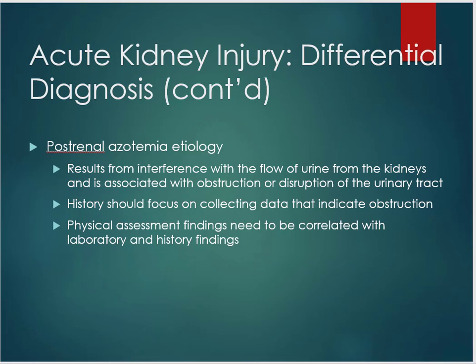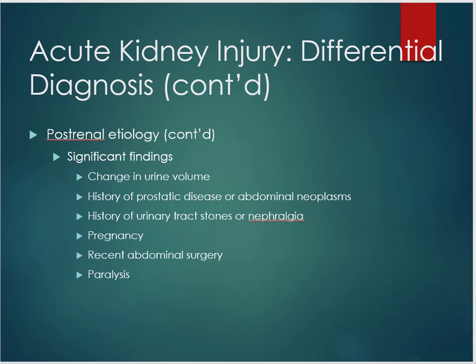In your postrenal etiology, it results from the interference of blood flow through the kidney, and this could be associated with an obstruction or disruption of the urinary tract. So a history is very important to determine if there has been an obstruction, and physical assessment findings need to correlate with the lab and history findings. Further etiology for postrenal: if there's been a change in urine volume, prostatic disease or any abdominal neoplasm, any history of UTIs, pregnancy, abdominal surgeries, paralysis.